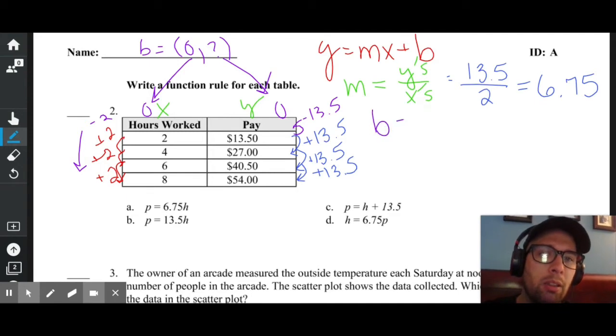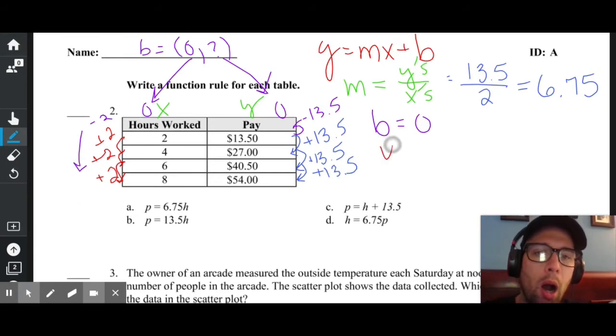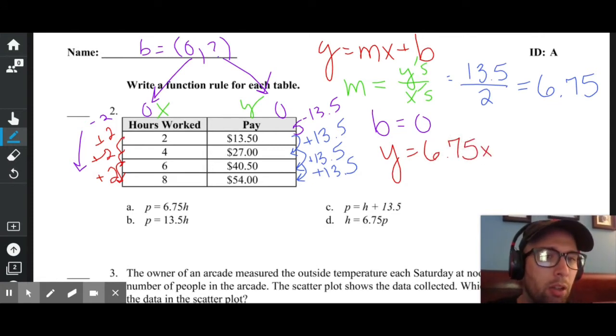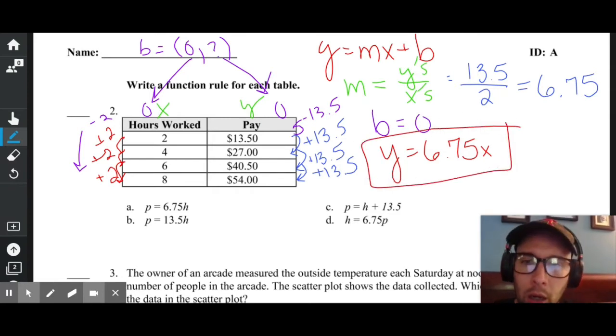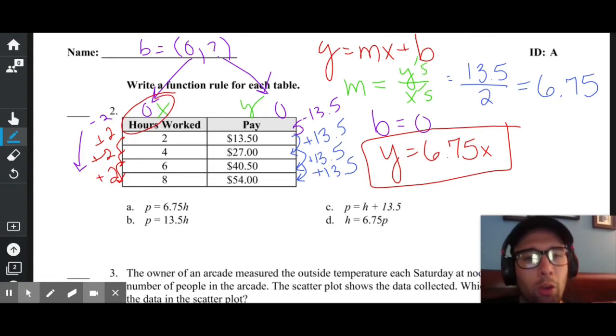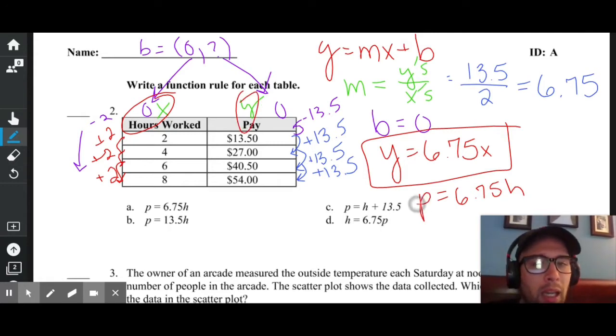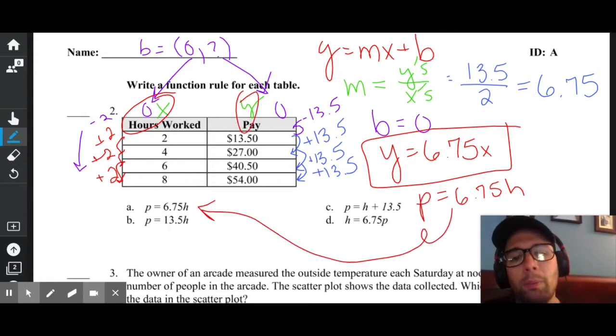So b is 0. So putting it all together using that red equation at the very top, y equals mx plus b? Nah. 6.75x plus b? Nah. B is 0. So I'm not even going to put anything there. Uh-oh, I don't have y's, and I don't have x's. What I have is h's and p's. Oh, well, that's because the left side was originally hours. So instead of x, I should have h for hours, so 6.75h. And instead of y, I should have p for pay. And that takes us to this guy right there.